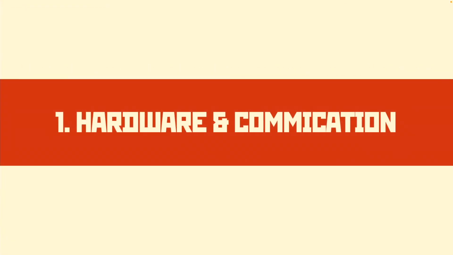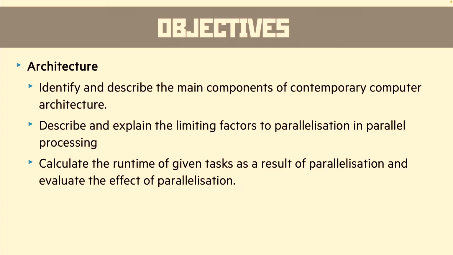Okay, so Unit 1, Hardware and Communication. These are the parts that we need to go through. Architecture, and that is the structure mainly of the CPU, but also of the entire system. Identify, describe the main components of a contemporary computer architecture. They're using the word contemporary very loosely there. Describe and explain the limiting factors to parallelization in a parallel process. Okay, we'll talk about that. And then calculate the runtime of a given result. This is learning a small formula. It's easier than you think, but it does need to be included.